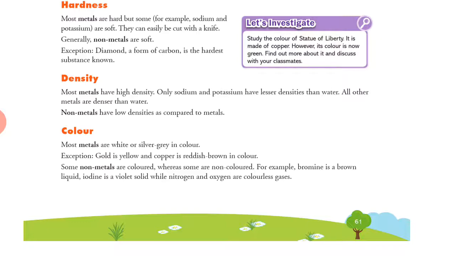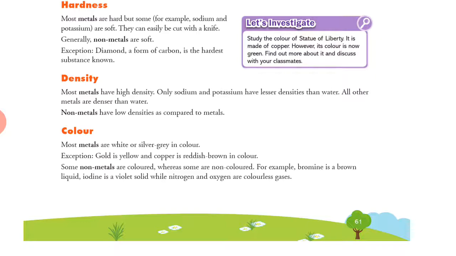Color. Most metals are white or silver gray in color. Got it? Exceptions: gold is yellow, copper is reddish brown in color. Okay, some non-metals are colored whereas some are non-colored.